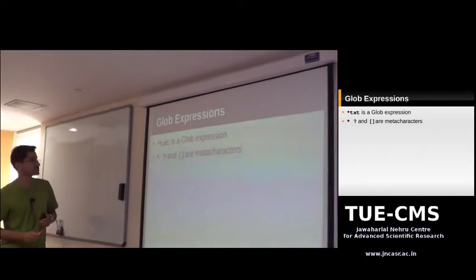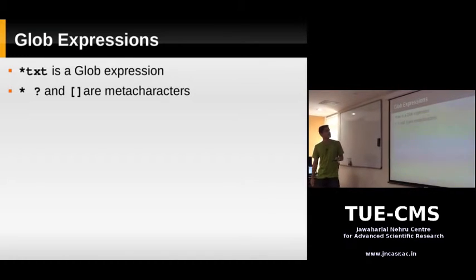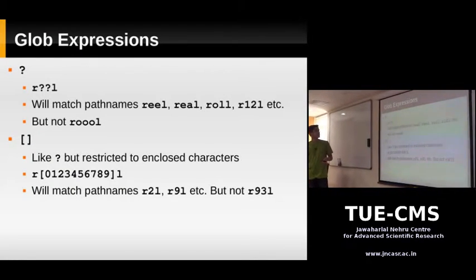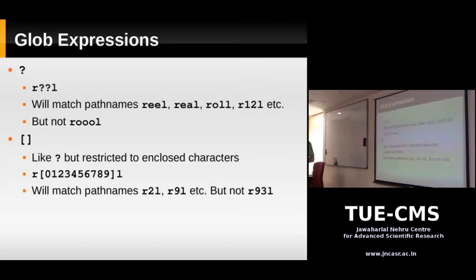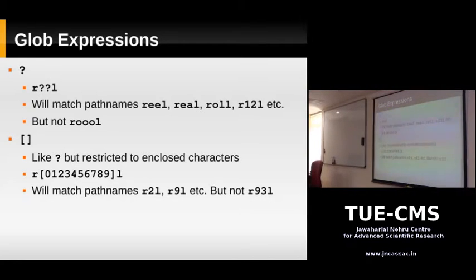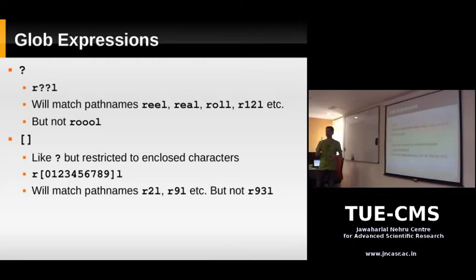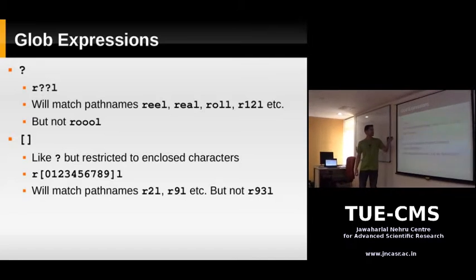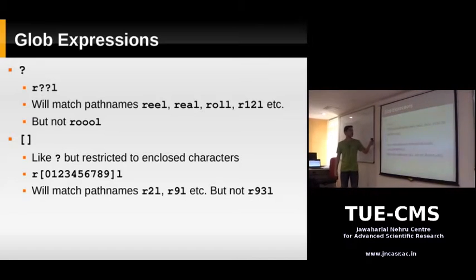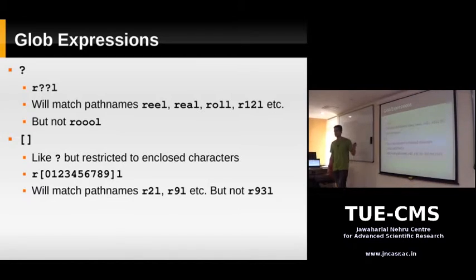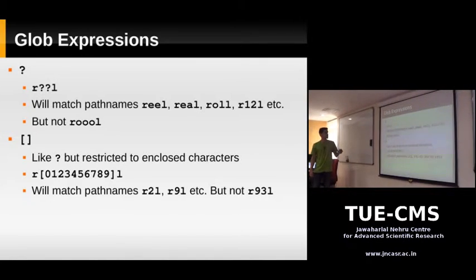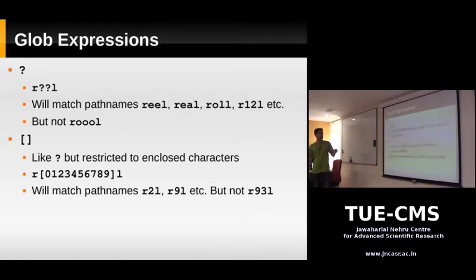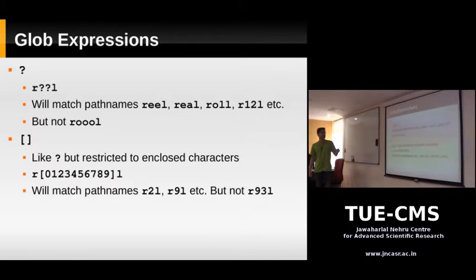Okay. Now you look at question mark and the brackets. So the question mark also matches any character, but it matches only 1. So star matches 0 or more, but question mark matches only 1. So not 0 and not more than 1, but just 1. So suppose you wrote a glob like this: r, question mark, question mark, l. That's an L. So this will match file names or directory names like reel, real, roll, r1, even digits. But it matches only 2 characters in between.